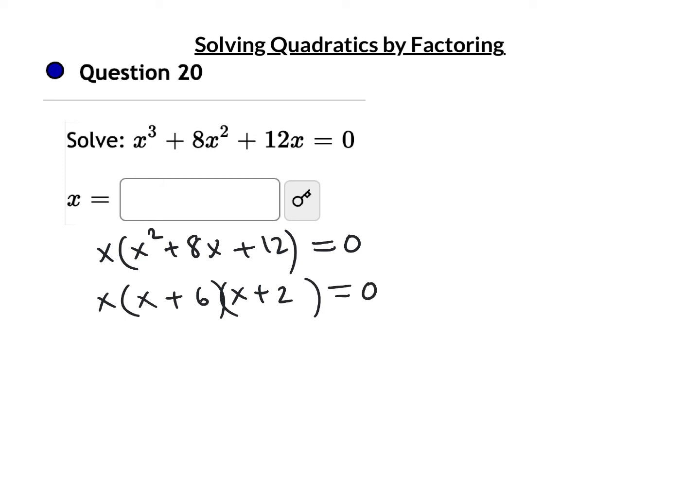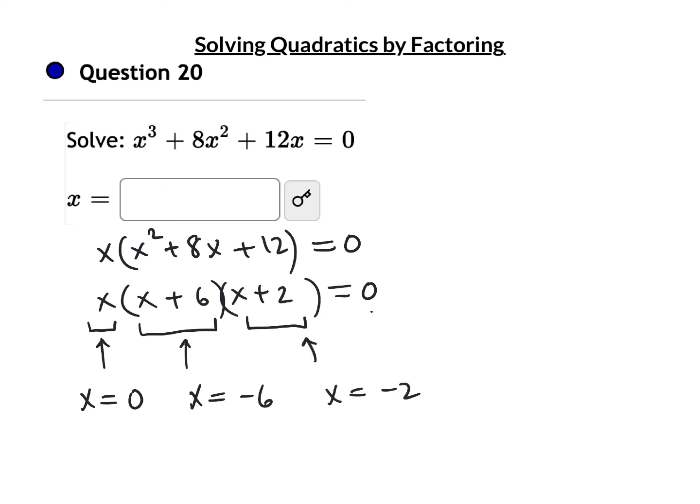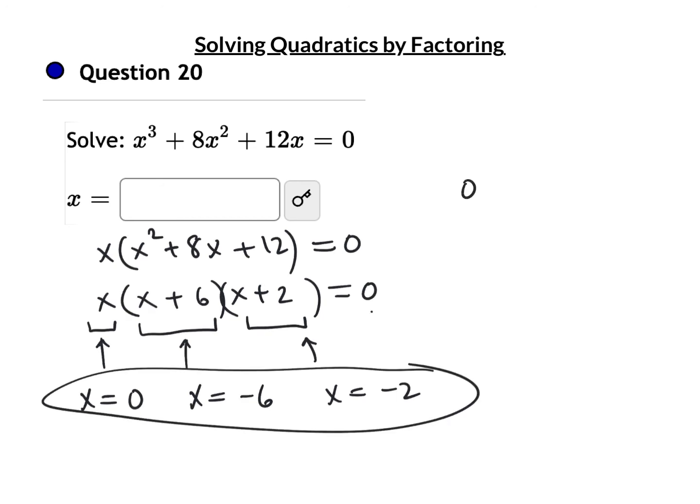There are actually 3 answers to this question because there are 1, 2, 3 factors with x in them. Here, x equals 0 is a solution because 0 times all that other stuff would be equal to 0. Here we get x equals negative 6, because negative 6 plus 6 is 0. And this last one would be negative 2 because negative 2 plus 2 is 0. I have 3 answers. You're going to list them with a comma between them. 0, negative 6, and negative 2.